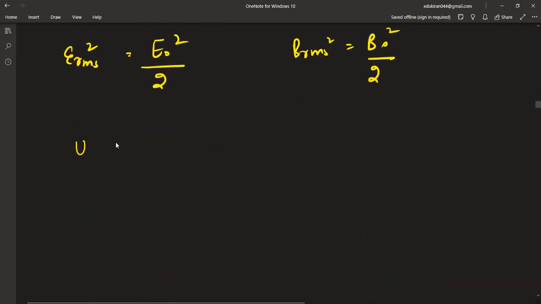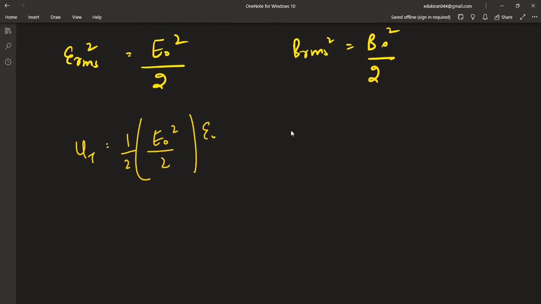So total energy will be half, which is already there. If I put the value of E RMS square, this will be E naught square by 2, and epsilon naught was already here, plus half. This is B naught square by 2 and 1 by mu naught. Because see, epsilon naught was getting multiplied, but in magnetics we had mu naught getting divided.